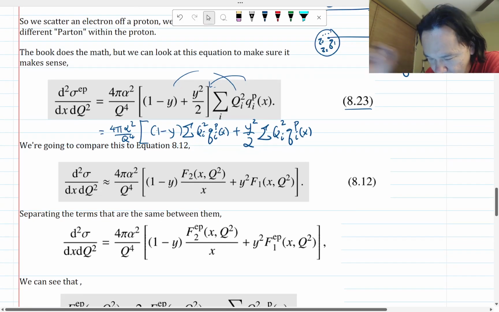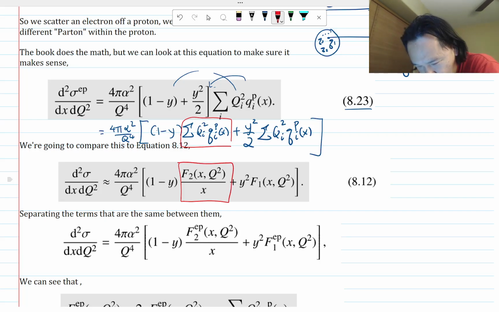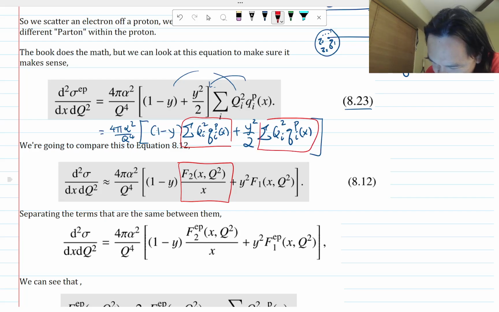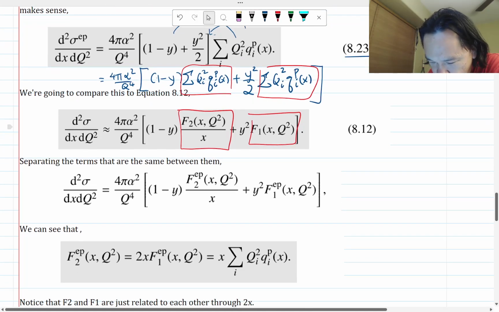Okay, now hopefully you see why we did this thing in section 8.2. Notice that, right? This thing is exactly what F2 over x is. This thing is exactly what F1 is. Okay, right? In fact, for electron-proton scattering, those are the exact same terms.